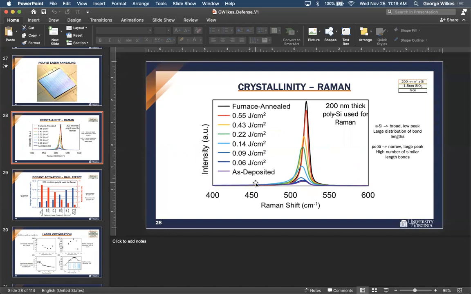And then the Raman shifts that you get indicate basically the bond length. If they're all at the same point, it means most of your bonds are the same length and you have a narrow distribution. And if you have a lot of different bond lengths, you get a very low signal, but a very broad signal. So I just kind of use it as an indicator of crystallinity.